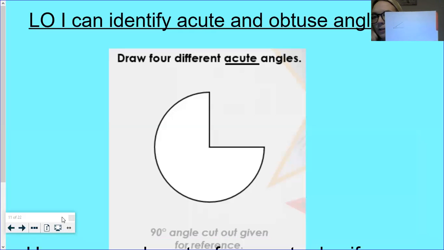Okay, so I would like you now to pause the video and draw 4 acute angles. So 4 angles that would be less than a right angle. You need to have a straight horizontal line along the bottom. That's probably a good place to start. And then this line, as long as it doesn't get any bigger than 90 degrees, can be placed anywhere in this section. So have a go at drawing 4 acute angles.